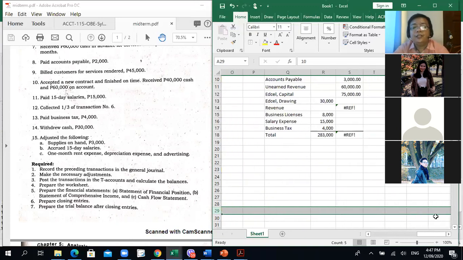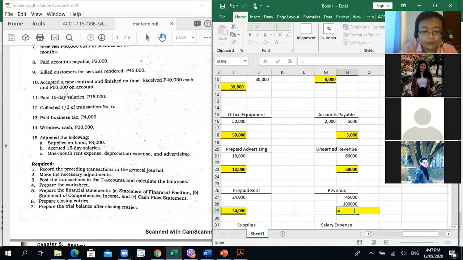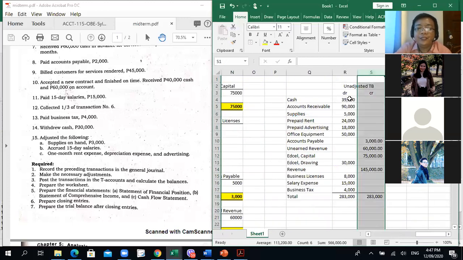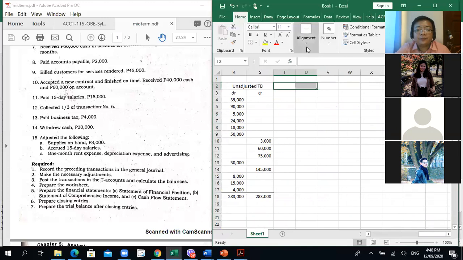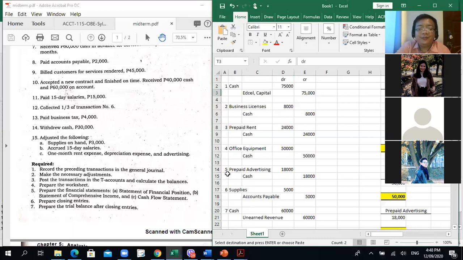So, correct na? The answer here is 285. Alright, so you have here 283,000. Alright, so far so good. Alright, next. Next is in terms of number 15 is your adjustment. So we can put here adjustment. And also you have here debit and credit. Ayan. Dito ba kayo nagkamali sa number 15?